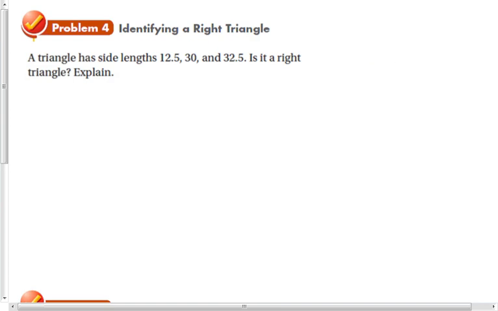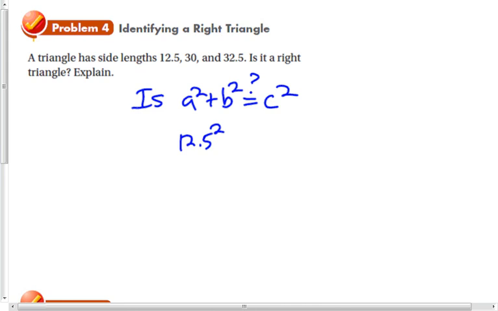All right, identifying a right triangle. Here we're going to use the converse of Pythagorean's theorem to see if this is a right triangle. And the converse says if a squared plus b squared equals c squared, then the triangle is a right triangle. So we want to check, is this true? Now remember that a and b are the two legs, so they have to be the shortest sides, so make sure you substitute that way. So we're wondering if this is true. So we're going to do 12.5 squared plus 30 squared and see if it equals 32.5 squared.